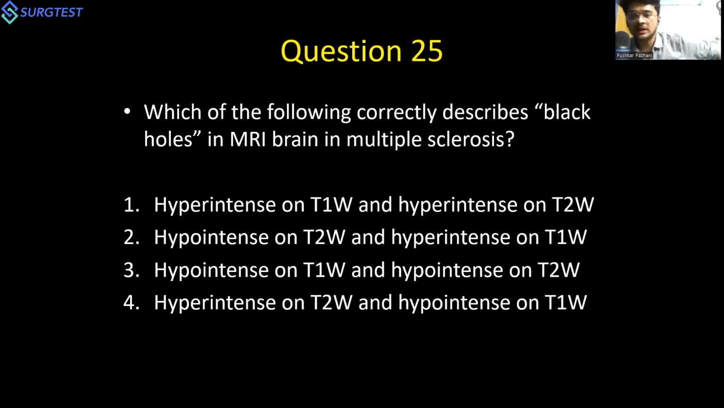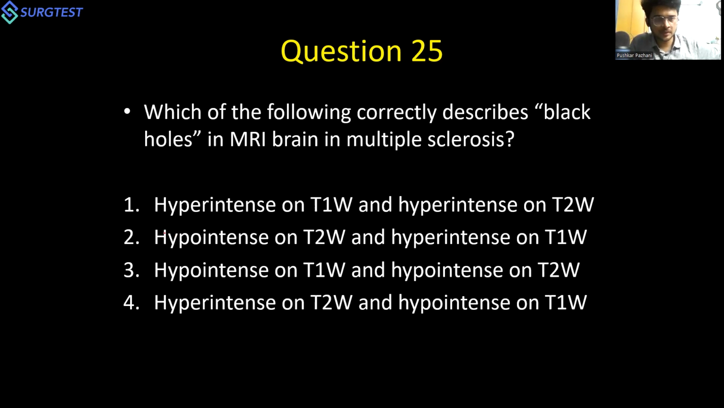So which of the following correctly describes black holes in MRI and multiple sclerosis? Please open the polls. More of you need to answer, please. Okay, many are getting it wrong. I don't know why. So it's a rank deciding MCQ probably. Okay, I'm going to stop the poll anytime now. Okay, so most of you have actually ticked B.